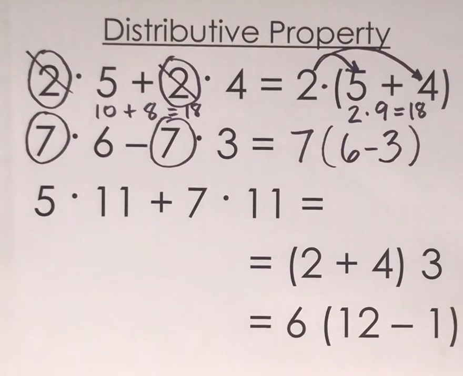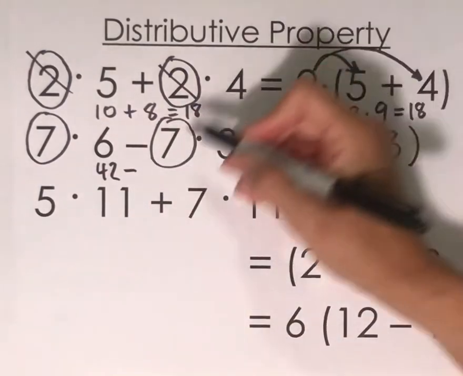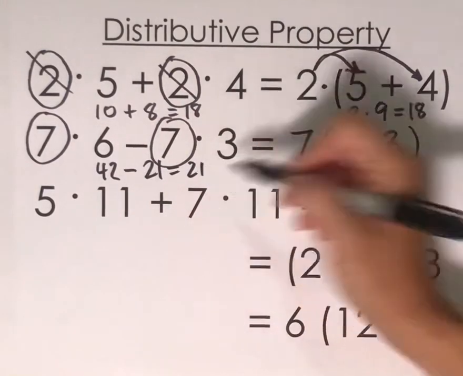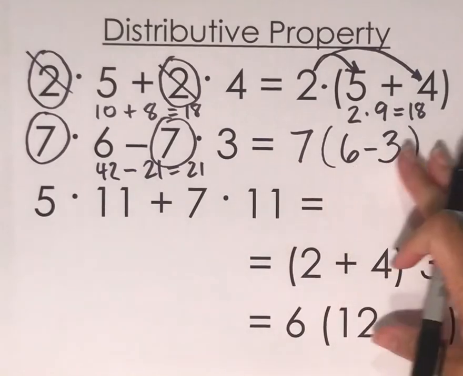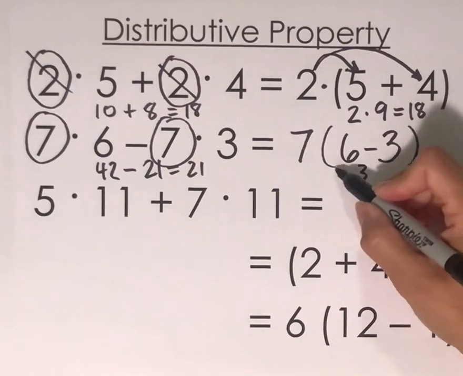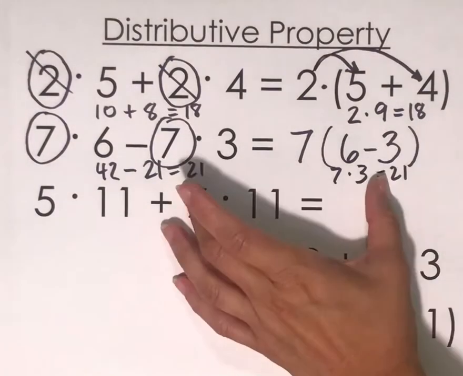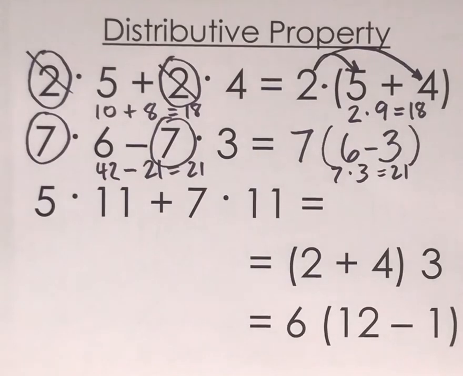And I'm done. And I can double check to see that they both have the same value. So this would be 42 minus 21. And that equals 21. And then here I've got 6 minus 3. And 6 minus 3 is 3. And then I have 7 times 3, which also equals 21. So as you can see, their value is still the same. So I did it correctly.